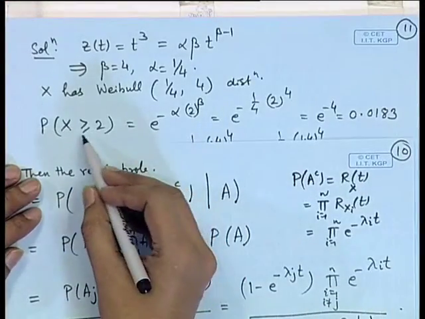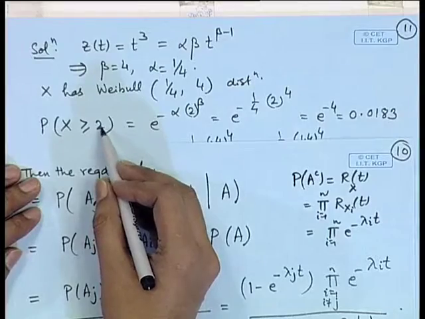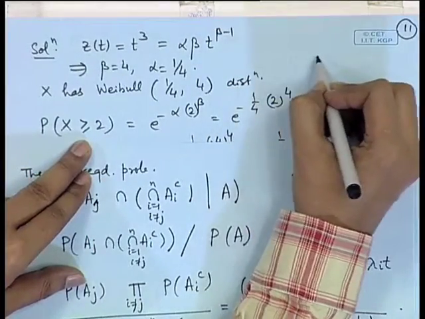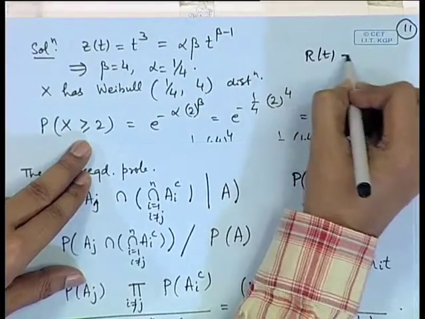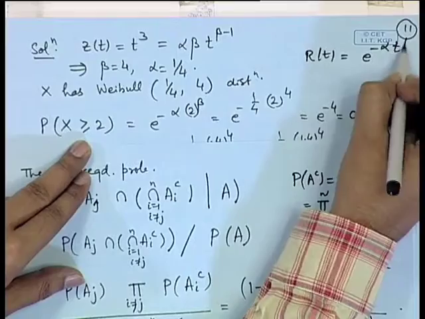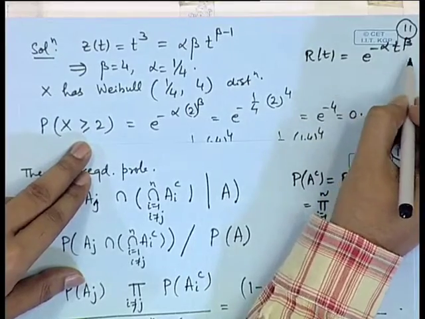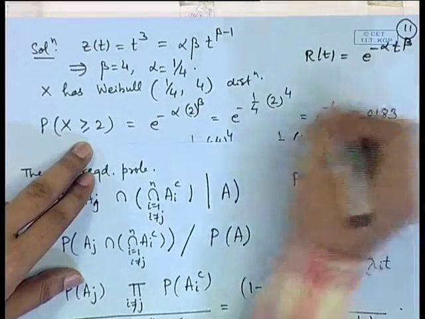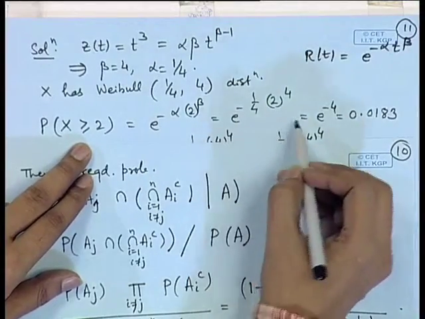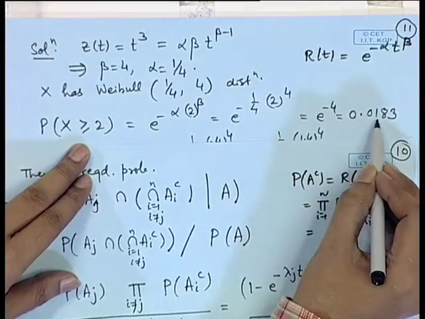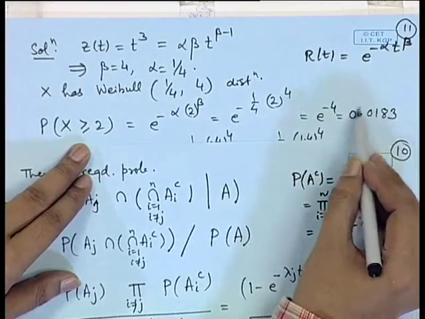So, probability of x greater than or equal to 2. The reliability function of the Weibull distribution at t is e to the power minus alpha t to the power beta. So, here if we substitute the values of alpha and beta and t is equal to 2, then the value turns out to be e to the power minus 4, that is 0.0183, which is quite small.